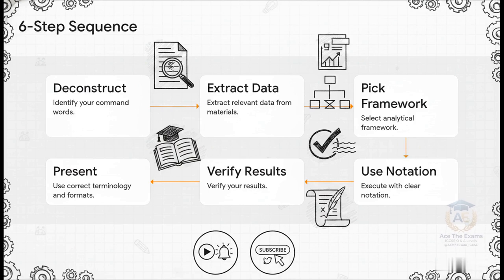Step 1. Deconstruct the question. You have to deeply contrast command words, like knowing the massive difference between explain and to what extent. Step 2. Extract the relevant data from the stimulus materials. Step 3. Select your analytical framework. Step 4. Execute your calculations with crystal clear notation. Step 5. Verify those results against the context. And Step 6. Present it all with correct terminology, proper headings, and appropriate formats. If you skip a step, you're just throwing marks away.